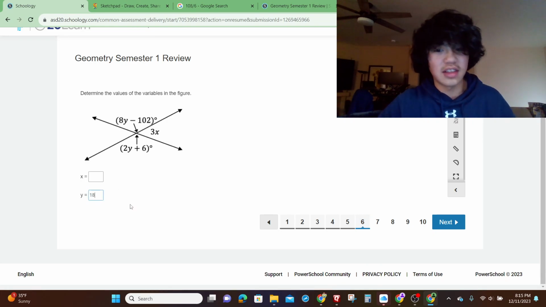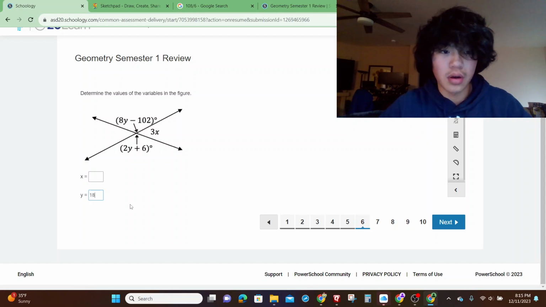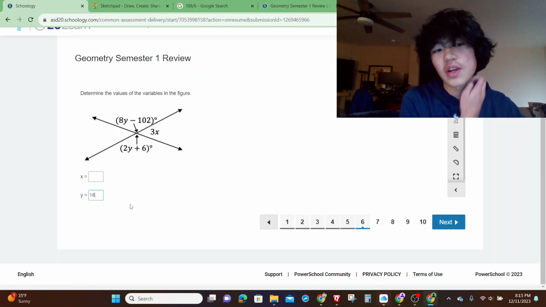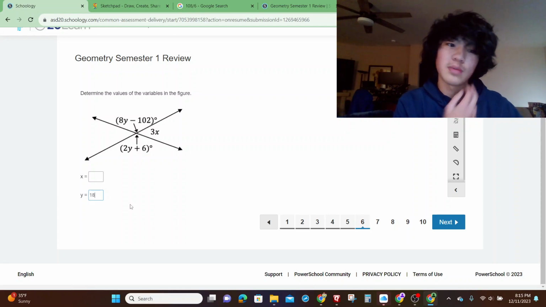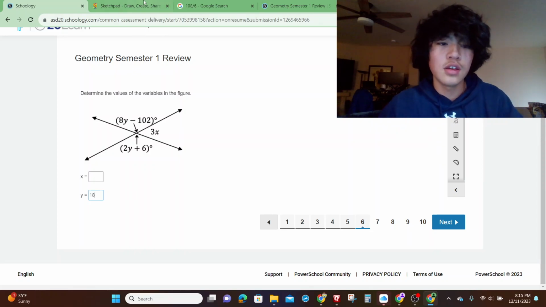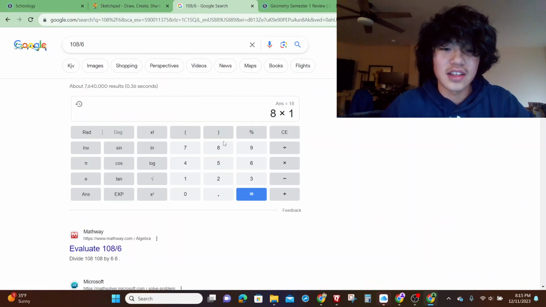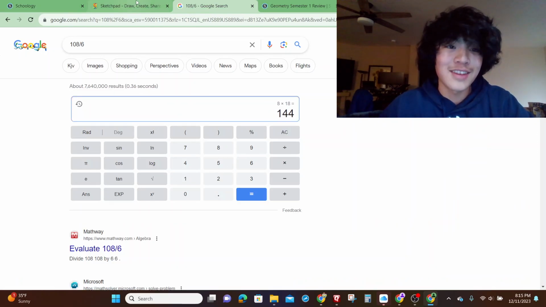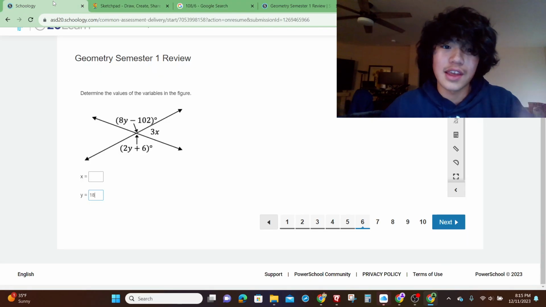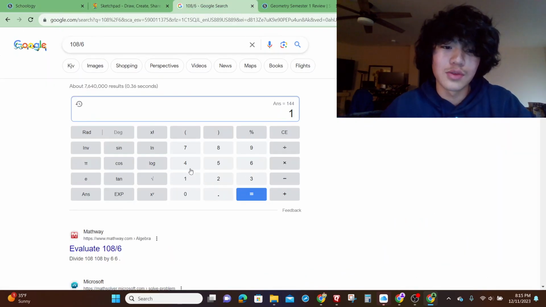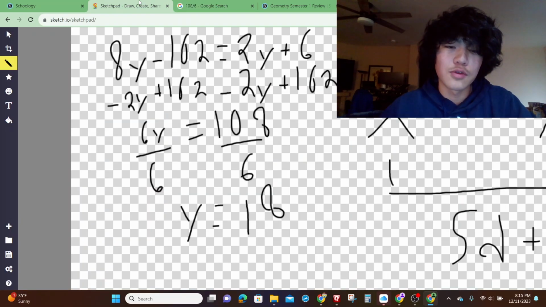Alrighty then, let's solve the second part of the problem. So what we're going to do is find the angle measurement. By replugging it in, we can see 8 times 18. So what is 8 times 18? You may ask yourself. It's 144, but you can't forget about the 102. So it's 144 minus 102, which gives us 42.